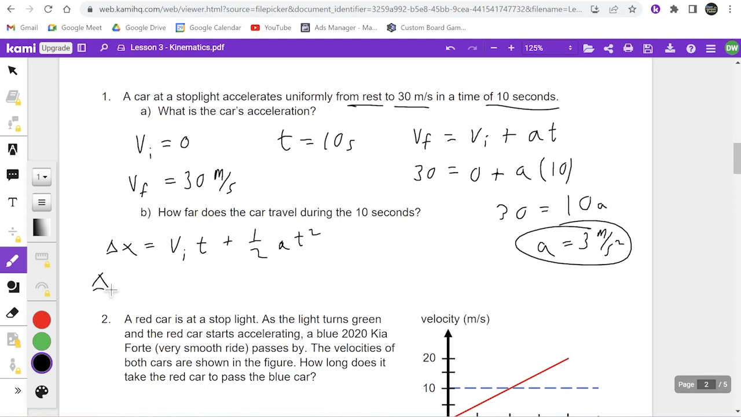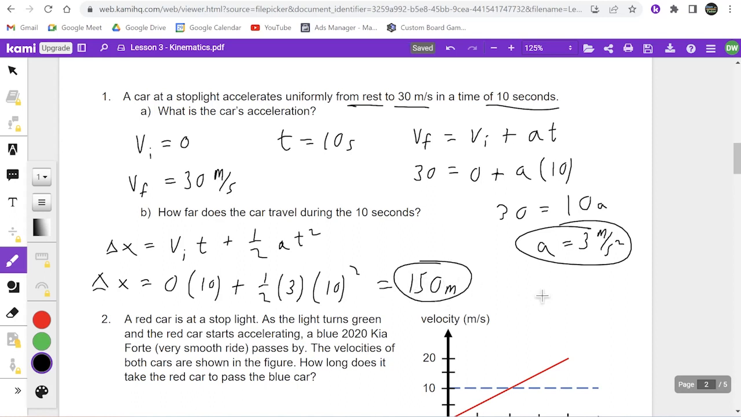So delta x, the displacement, is what I'm solving for. V initial is still zero. T is 10 plus 1/2 times a is 3 times t is 10 squared. And I have all my variables. I can just plug this in a calculator and it'll spit out the right answer. 150 meters is the distance traveled, or the displacement.